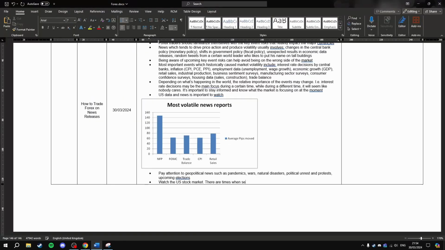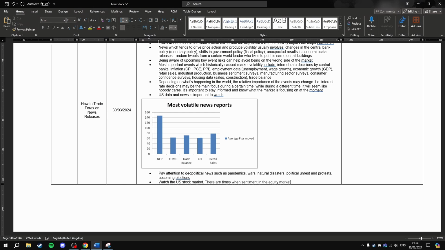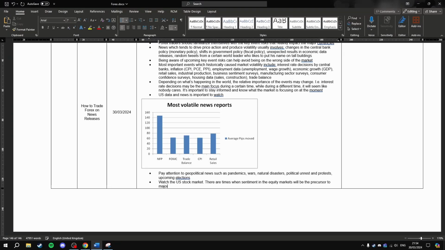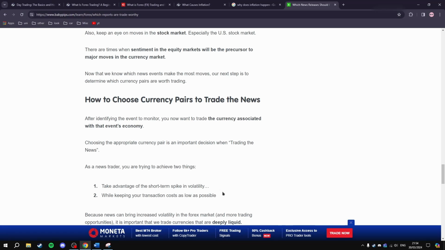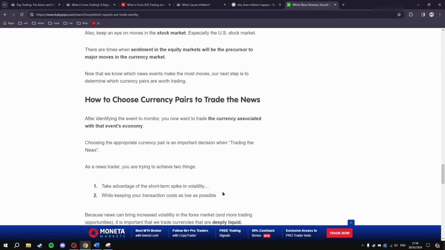There are times when sentiment in the equity markets will be the precursor to major moves in the currency market.